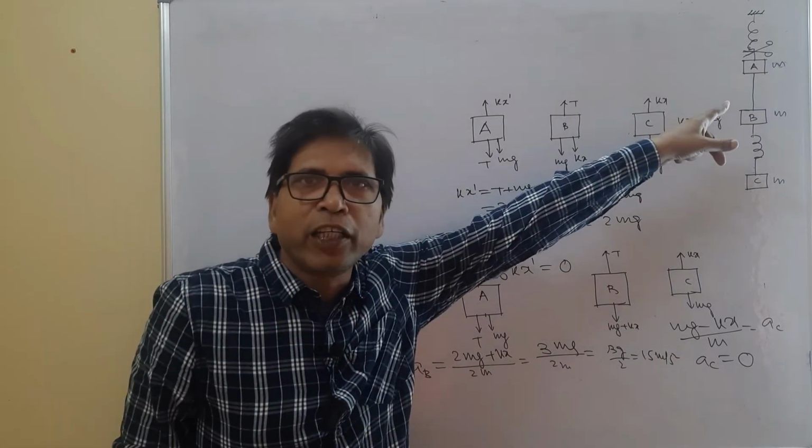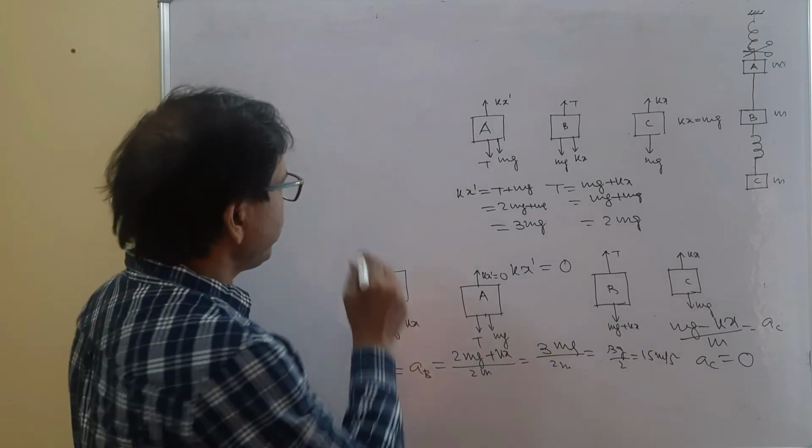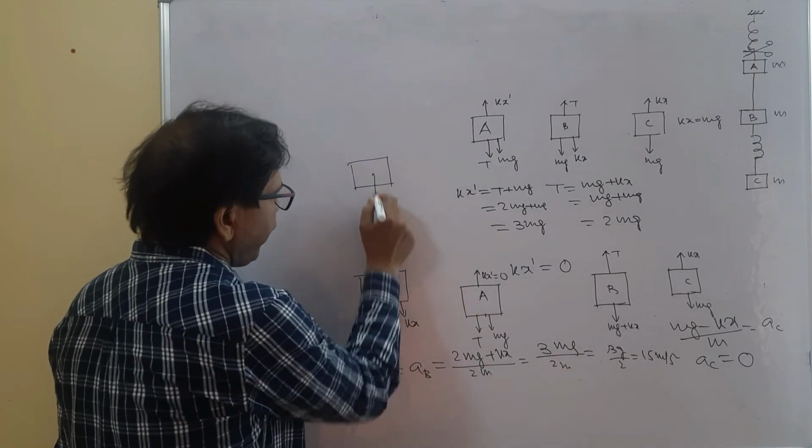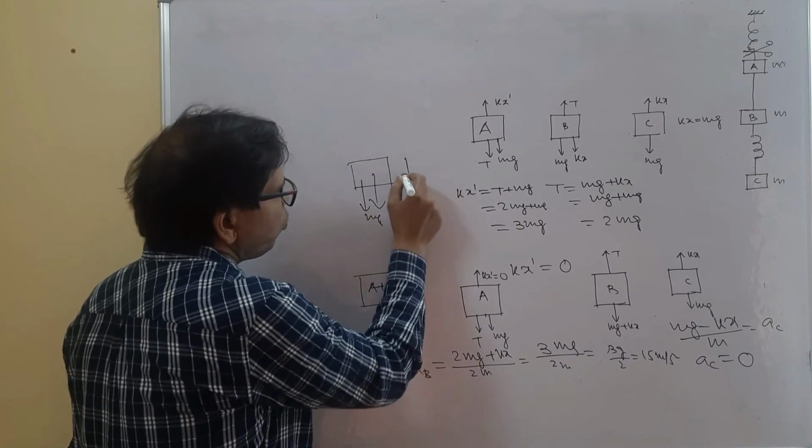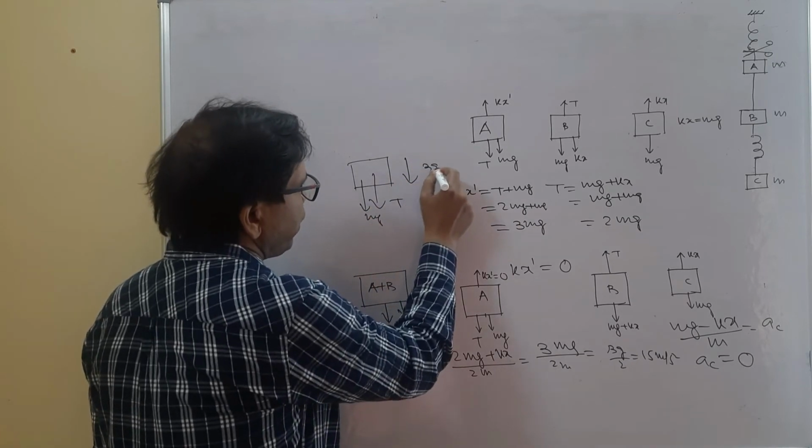Now, what is the tension of the string? To calculate the tension, look at A. This is the tension T, and this is the weight mg, and A is moving in the downward direction with acceleration 3g by 2.